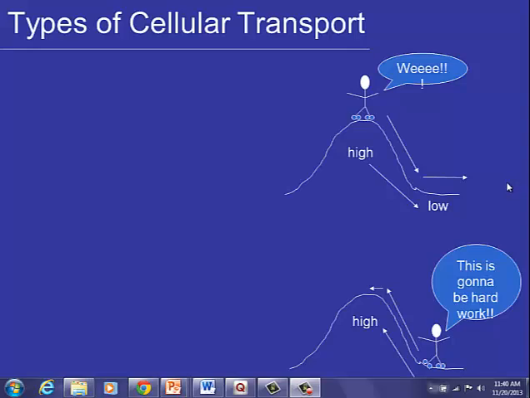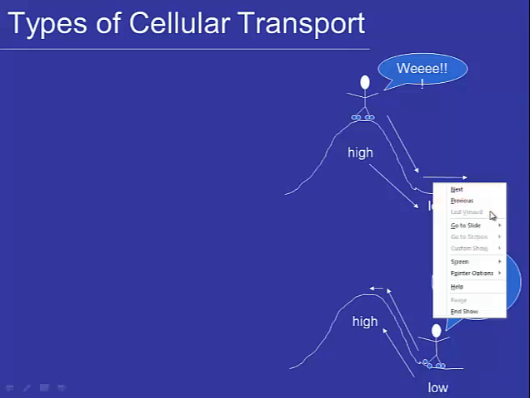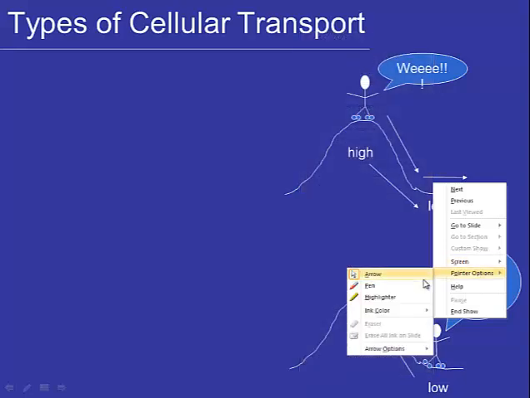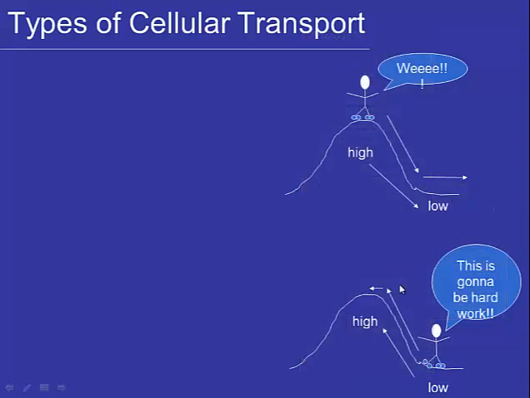Okay, this is podcast number 2 for Standard 2.1b, which is going to be all about the different types of transport that can happen through the cell membrane. So on this slide, there actually is nothing for you to write. I'm just going to do a quick overview of the two types of cell transport, and then we'll get into the notes in the next slide.